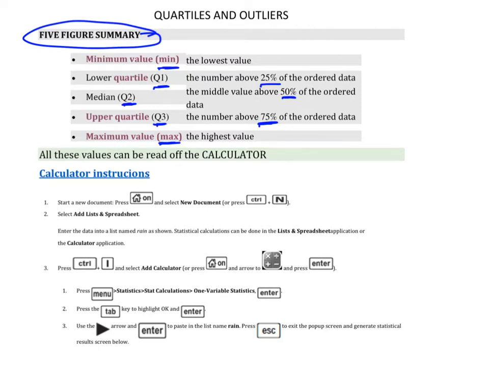Now, we can put our data into our calculator, and following the instructions there, we can come up with these 5 things that we can read straight off. Make sure that you are at the Teams meeting so that you can see me go through this.